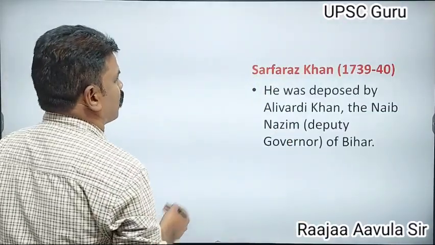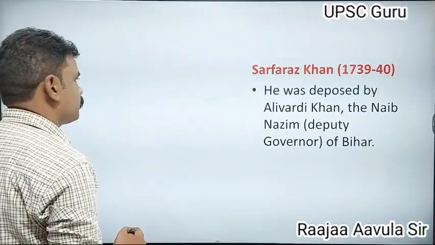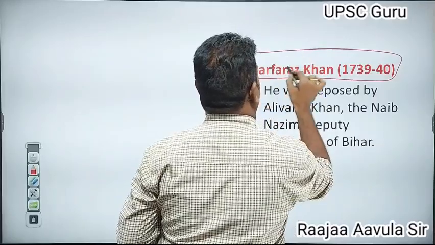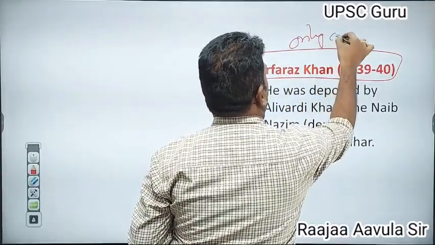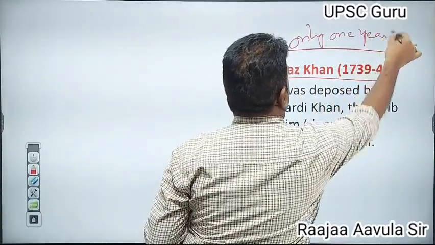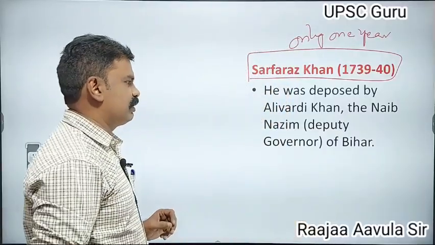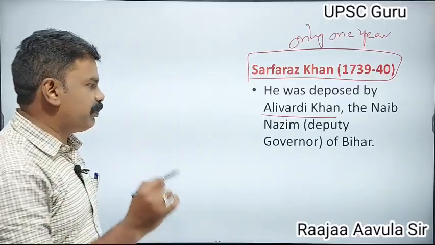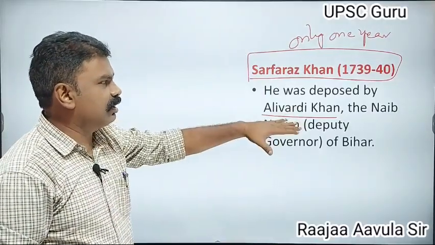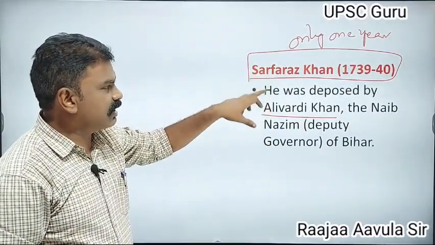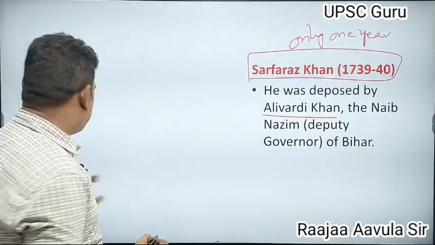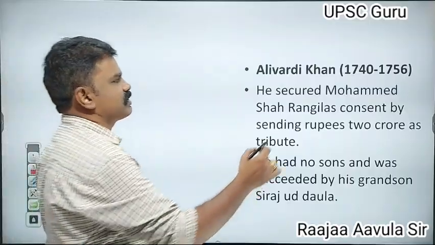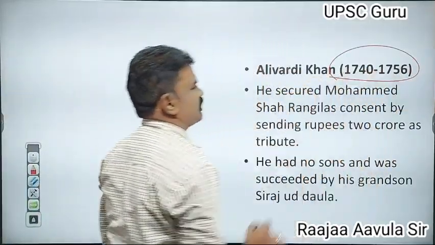After Shuja'ud-Dawla came Sarfaraz Khan, who ruled from 1739 to 1740, only one year. During this period, Alivardi Khan was deputy Nawab, deputy Naib. Alivardi Khan killed Sarfaraz Khan and became Nawab of Bengal. He continued from 1740 to 1756.